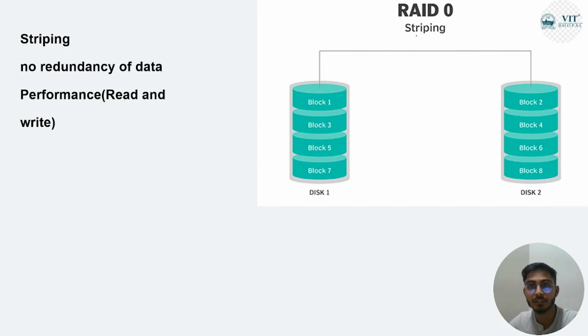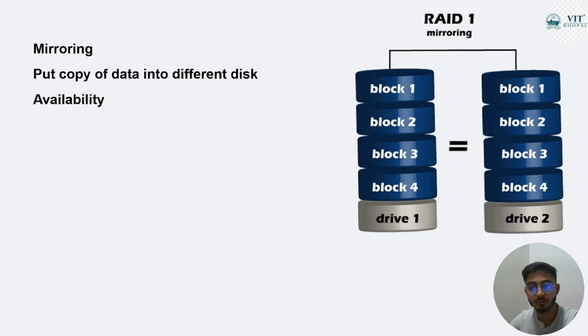So RAID 0 is used for performance. No redundancy of data. In this, in both disks, we are storing different data. Okay, and let's compare it with RAID 1, then you will see.